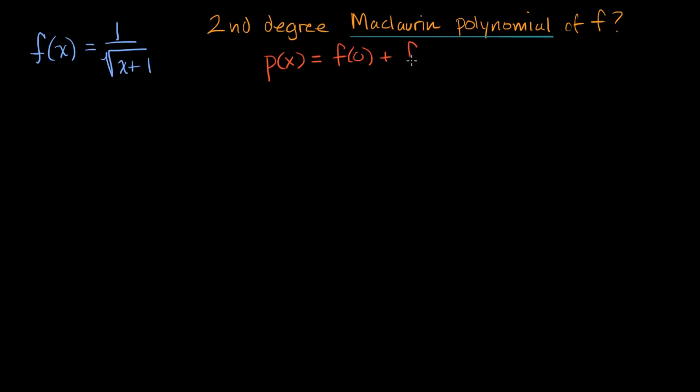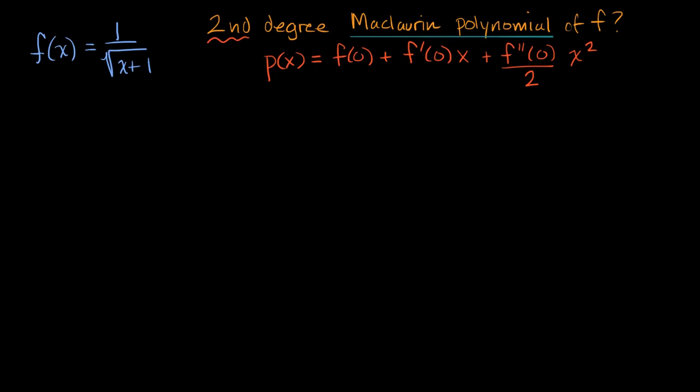f of 0 plus f prime of 0 x plus f prime prime of 0 divided by, we could think of it as 2 factorial, but it's really just 2. We could think of this as dividing by 1 factorial, which is just 1. This dividing by 0 factorial, but that's just 1 again. So we have f prime prime of 0, the second derivative evaluated at 0, divided by 2, x squared. Now, if we wanted a higher degree, we could keep on going, but remember, they're just asking us for the second degree. So this is the form that we're going to need. We're going to have these 3 terms. So let's see if we can evaluate these.